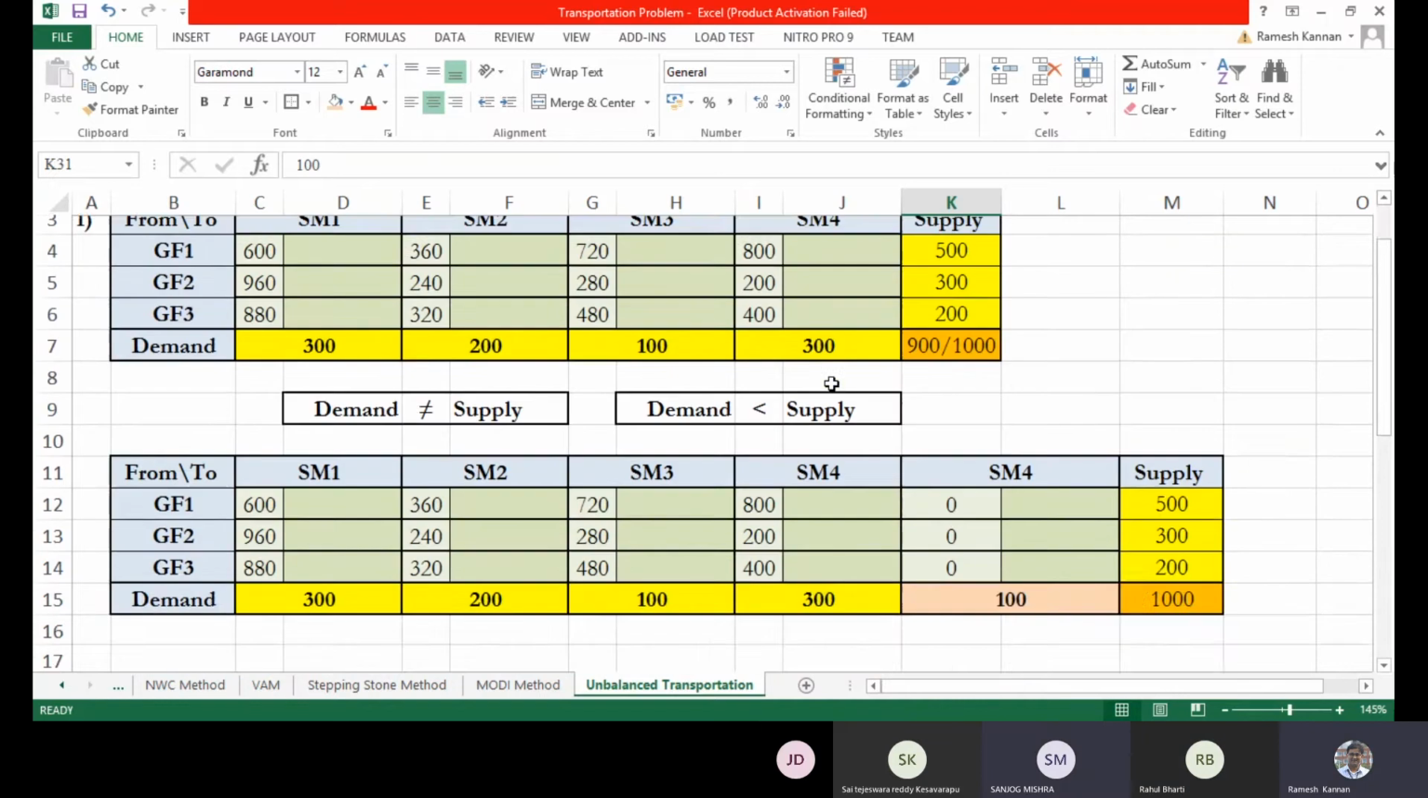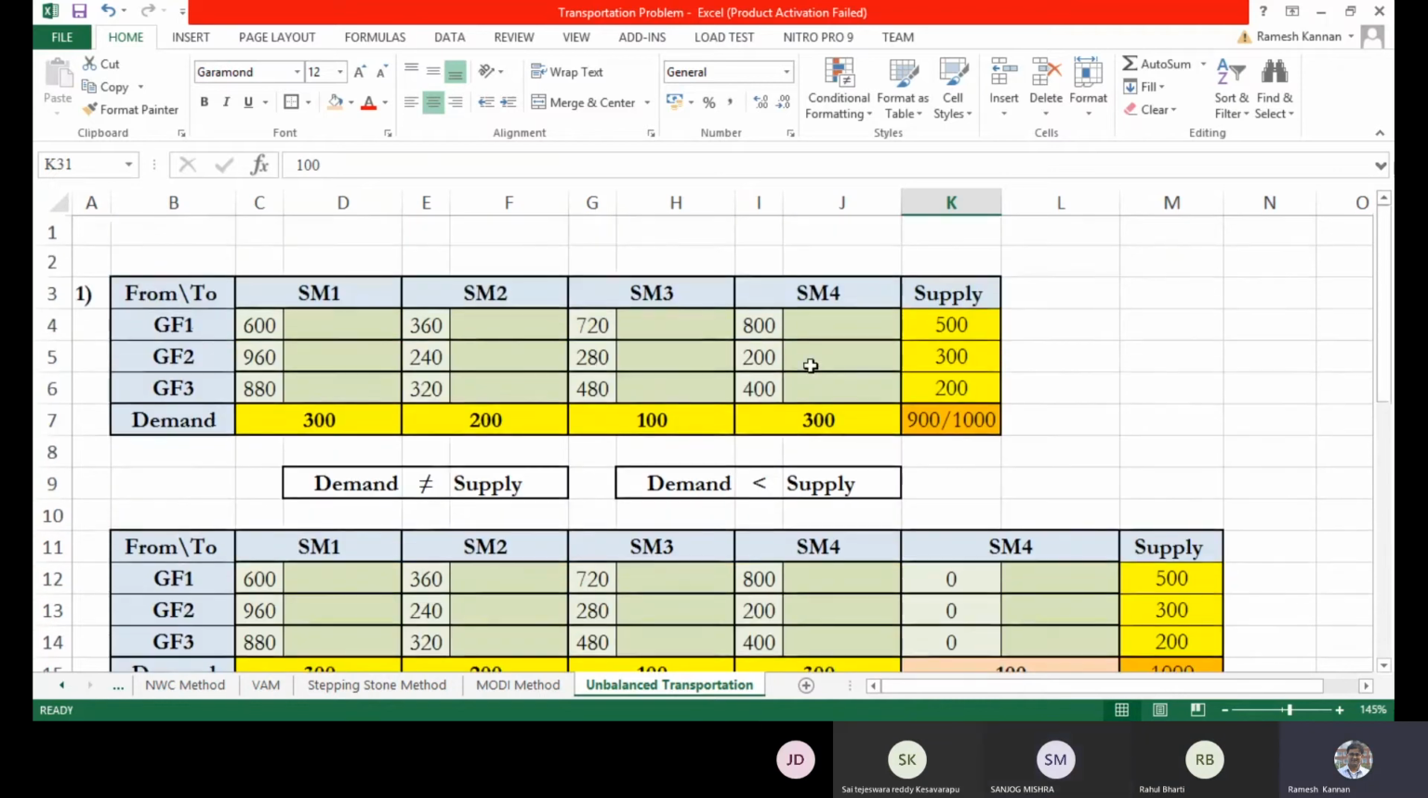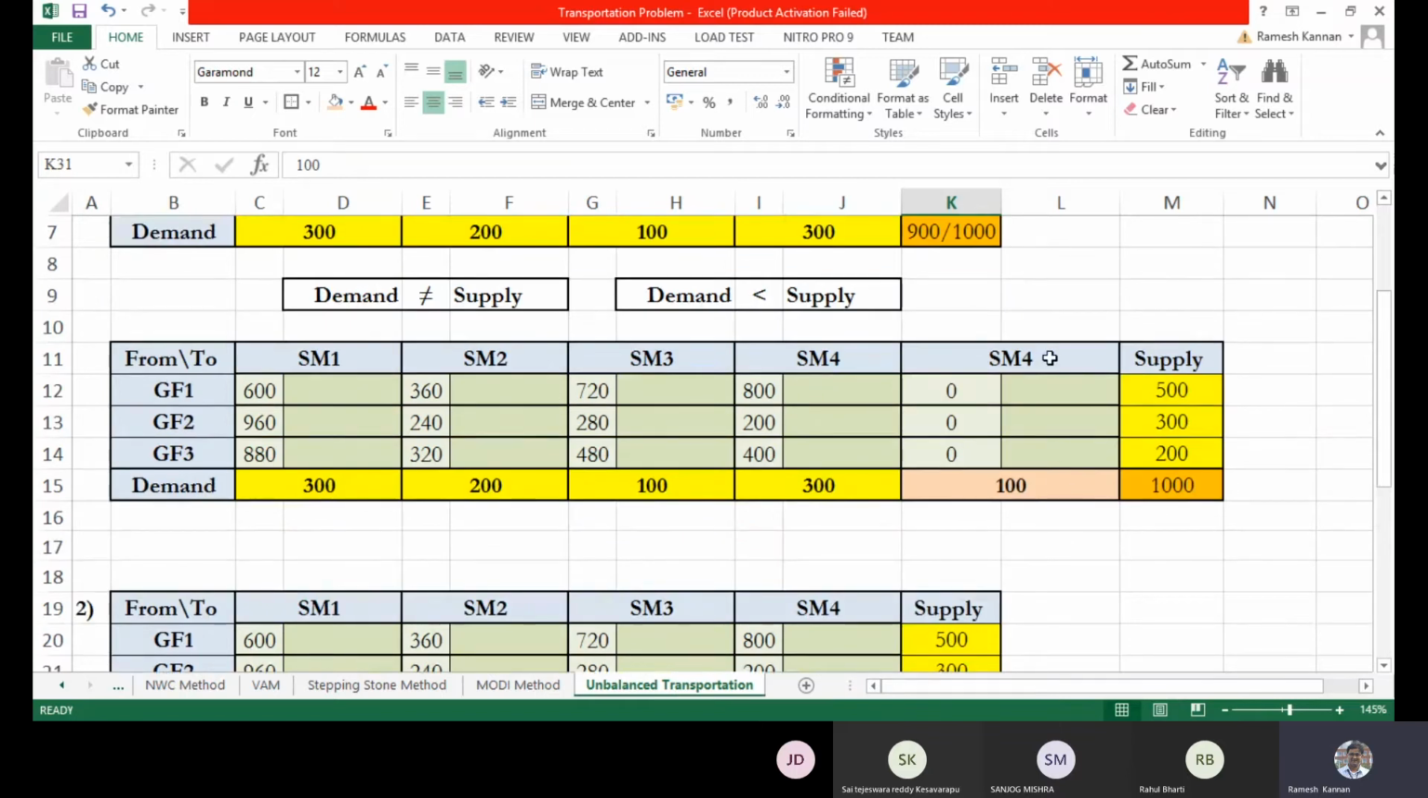Yes, sir. Okay. So the procedure for finding the initial basic feasible solution and the final optimal solution is the same. There's no other difference. Only this kind of adjustment is required for an unbalanced transportation problem.